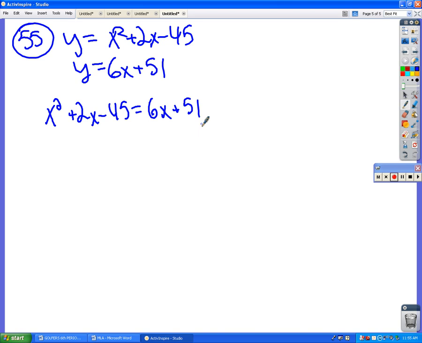Yeah, I'm going to get everything on the left. So I'm going to get the 6x over there by subtracting 6x. So x squared, what's 2x take away 6x's? Negative what? Negative 4x, good.